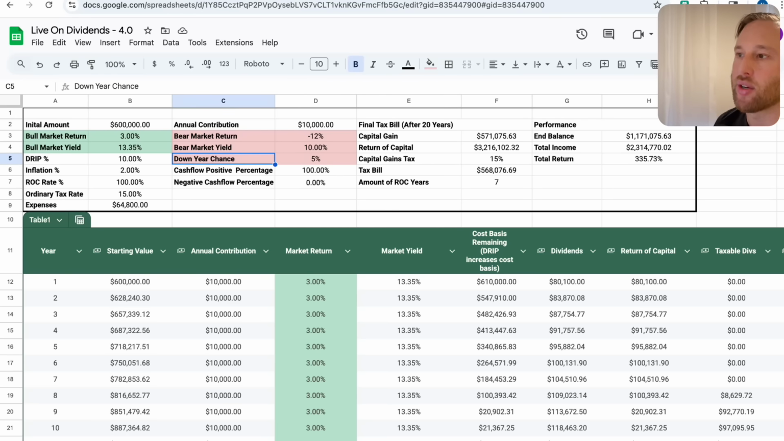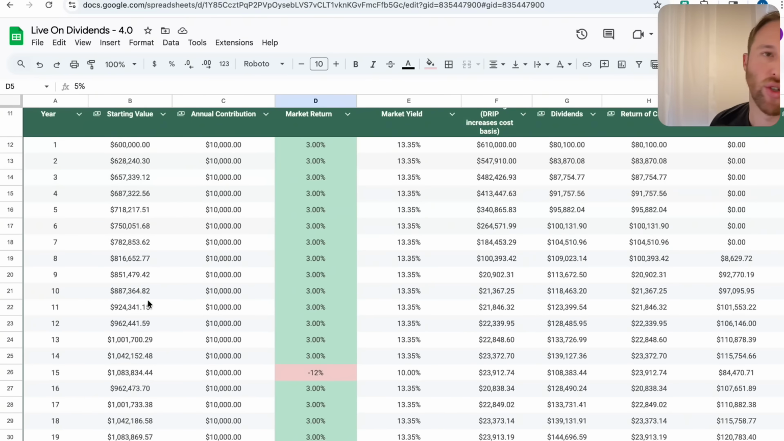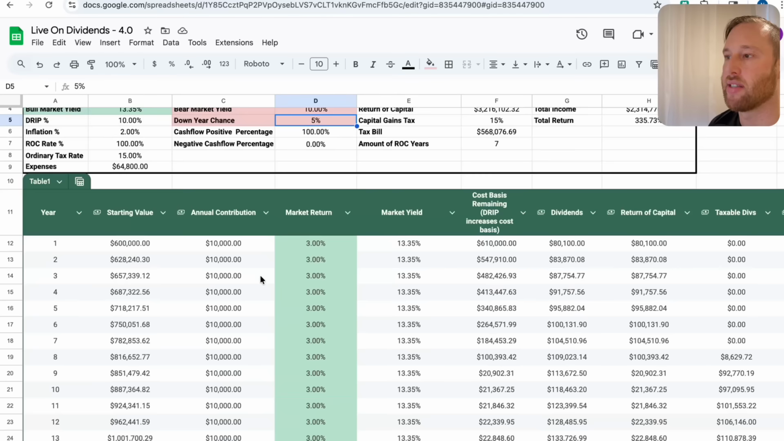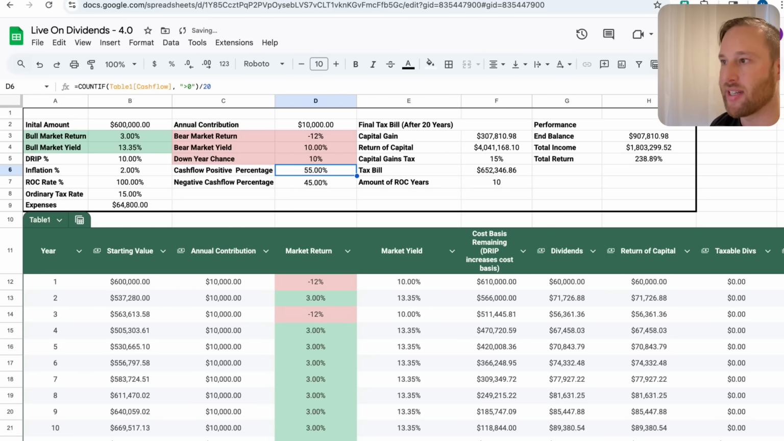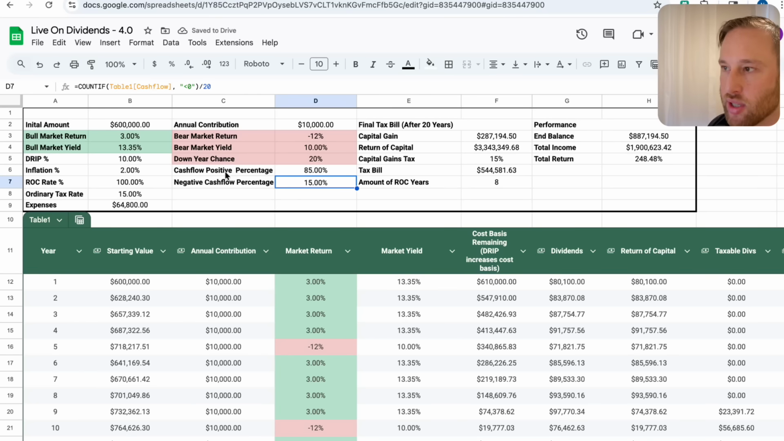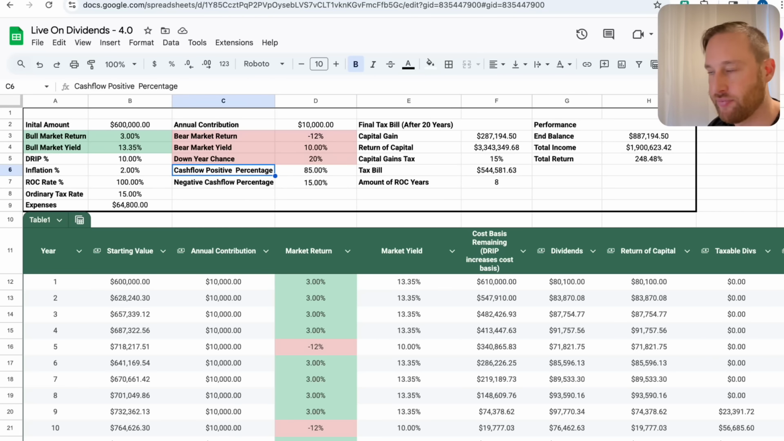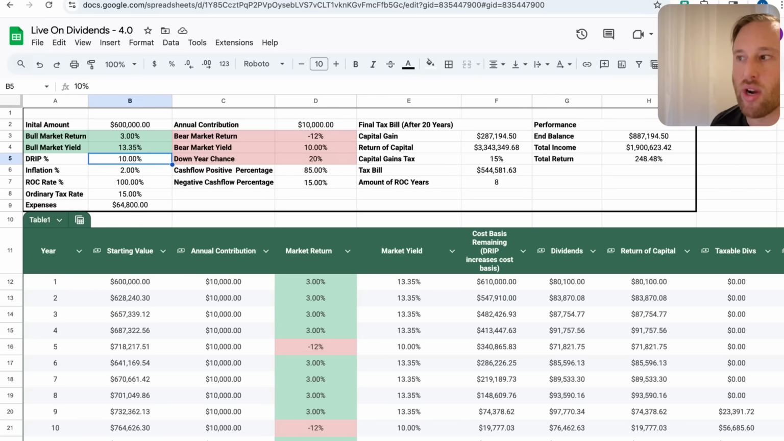And here, you're going to add in your down year chance. Okay. And this is going to randomize this. I cannot tell the future. None of us can. But this is going to randomize this based on this probability, right? So I'm going to put 10% or maybe 5% or 20%, right? If I put 20%, look what's going to happen. I put 20% chance of a bear market year, and then this is going to give us a percentage breakdown. All right. It's going to tell us, all right, for 85% of the time, we'll be cash flow positive with a 10% drip and 20% down year chance.